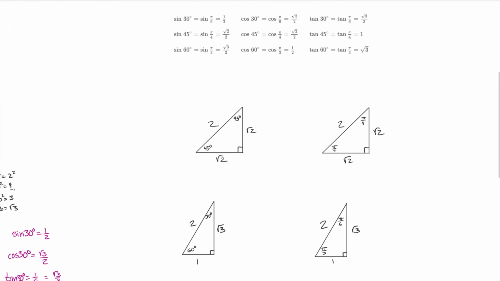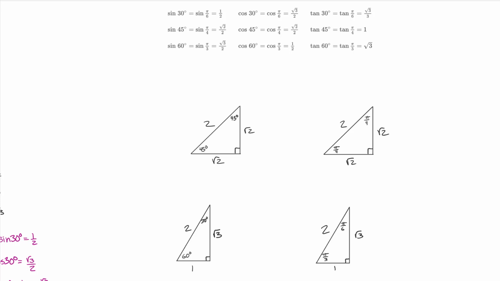This is what we found out: sine of 30 is equal to 1/2. Or we could just use these triangles to find out that sine of 30 is equal to 1/2. So you can either memorize this table or you can memorize these different triangles. Cosine of 30 is equal to root 3 over 2. Tangent of 30 is equal to root 3 over 3. We just did those.